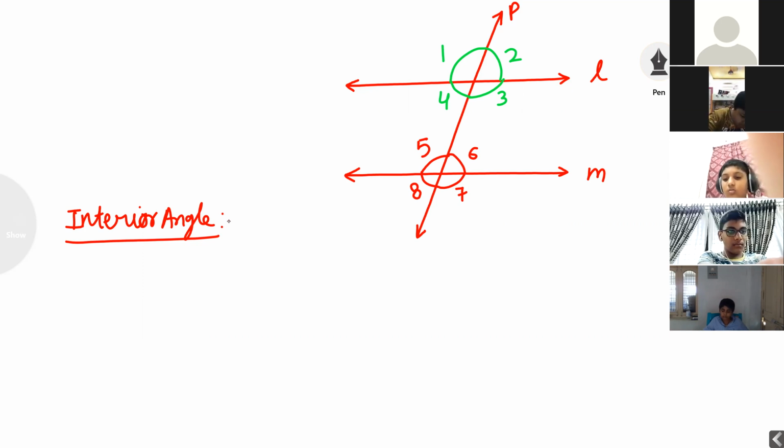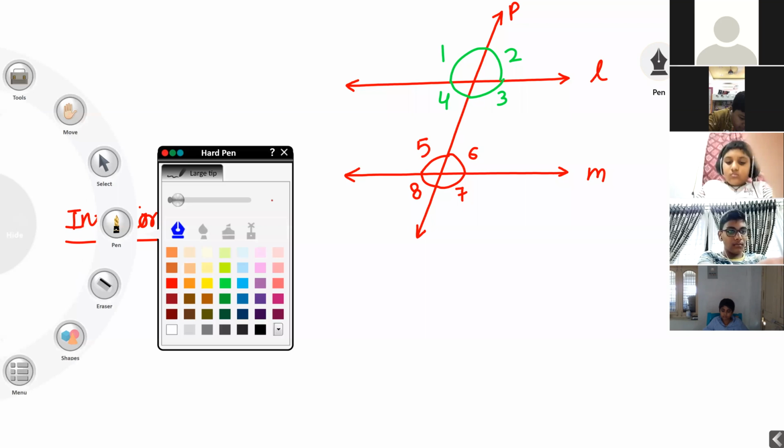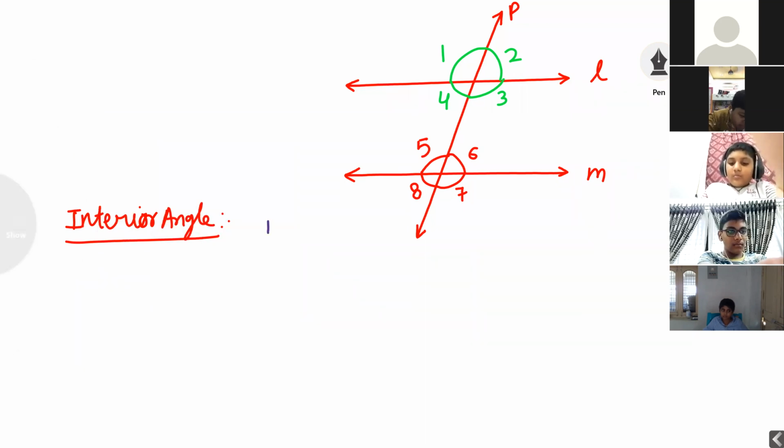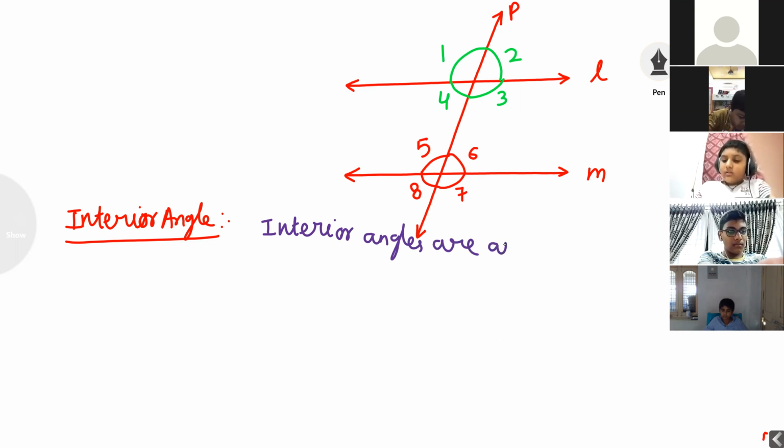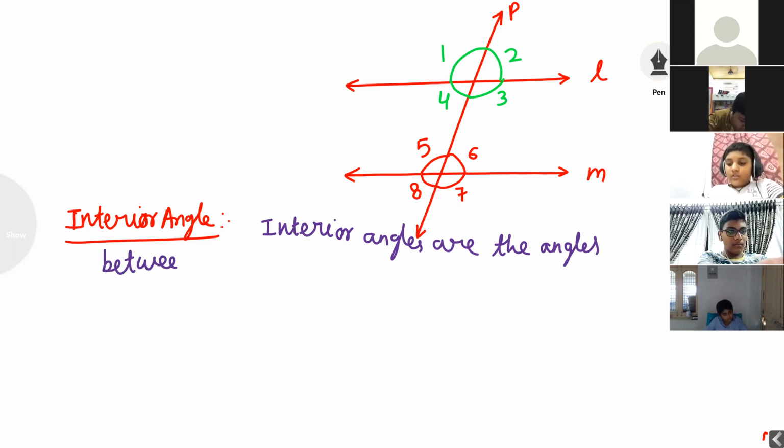Interior angles are the angles between the two parallel lines.